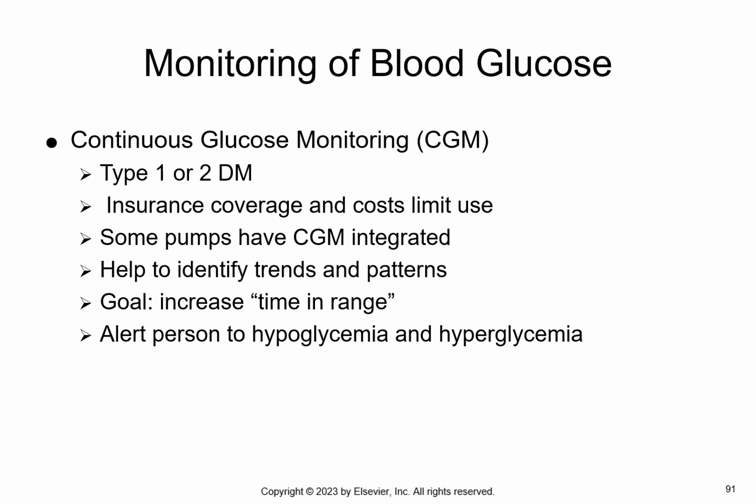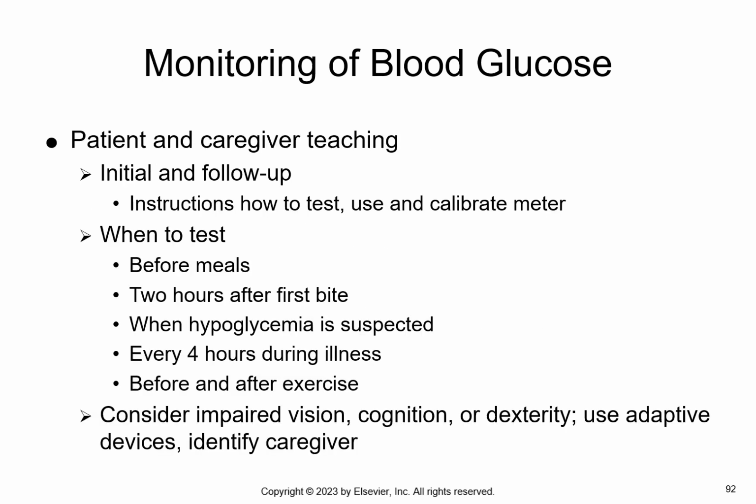And we've gone over this. As said, continuous glucose monitoring is used for type 1 or 2. Insurance coverage and costs are what limit the use. Some pumps have it integrated. It helps to identify trends and patterns. The goal is to increase time in range and alert the person to either hypoglycemia or hyperglycemia. You have to do patient and caregiver teaching.